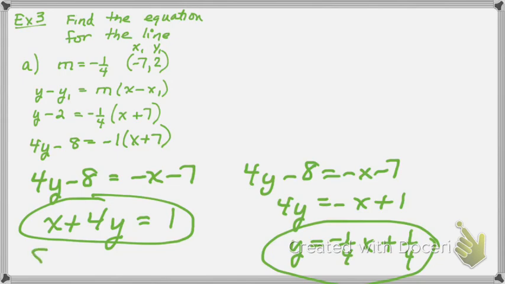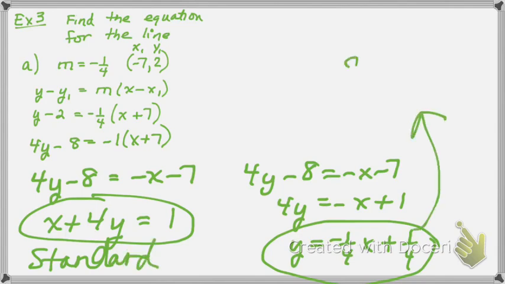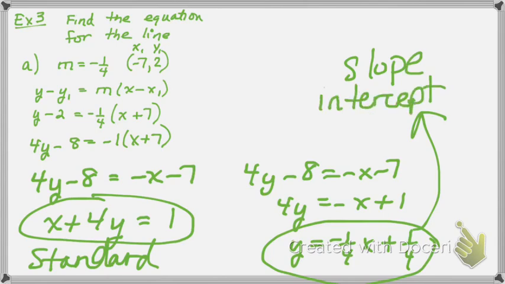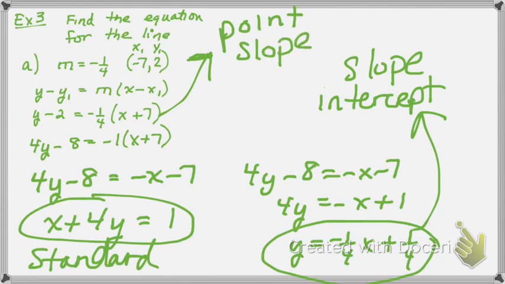So if you need to write that, this is standard. This one is slope-intercept. And this one right here that you started with is point slope. They're all the same line, just written in different forms. Does that make sense? All right, let's do another one.